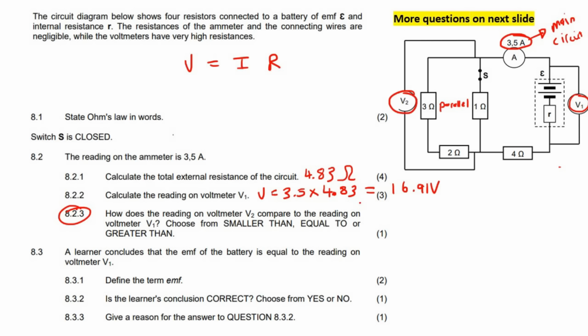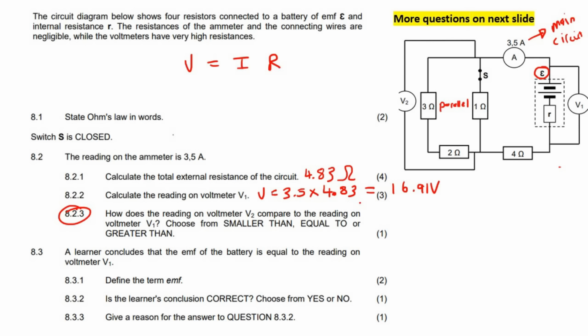This question says, how does the reading on voltmeter V2, where's V2? Here. Compare to the reading on voltmeter V1? It will definitely be smaller, but let me explain. When you go to the shop and you buy yourself a battery, on the battery packaging, it will give you the EMF. Okay? Let's say no, I'm not going to give an example because some of you will think that's the value of the EMF.